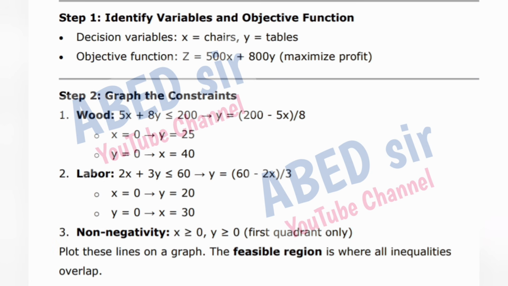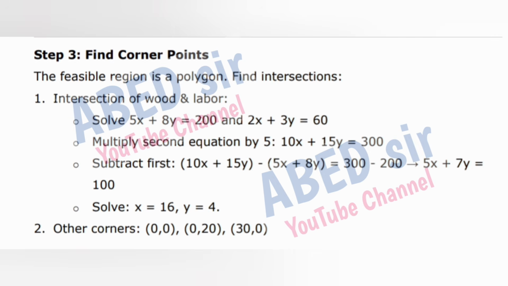The feasible region is where all inequalities overlap. Step 3. Find corner points. The feasible region is a polygon. Find intersections. 1. Intersection of wood and labor. Solve 5x plus 8y is equal to 200 and 2x plus 3y is equal to 60.